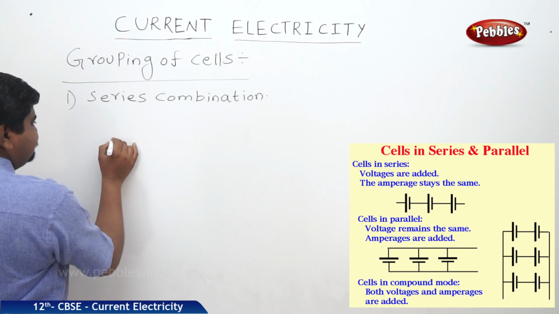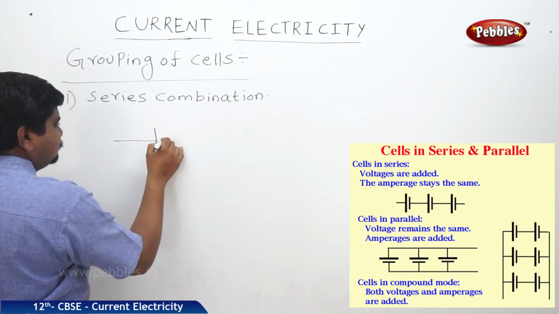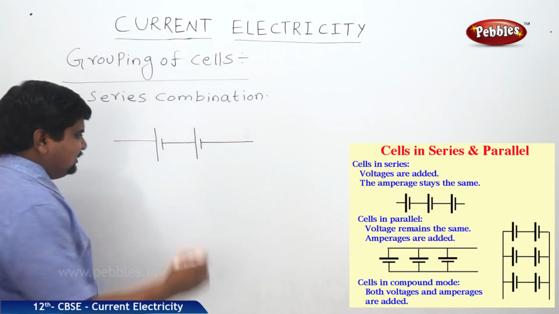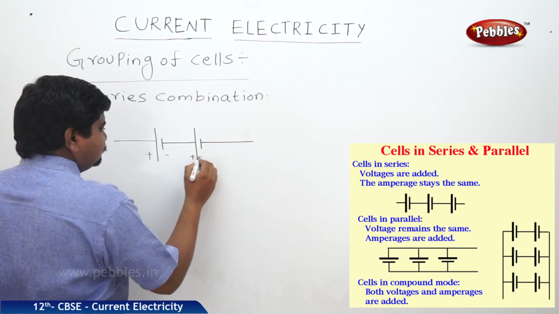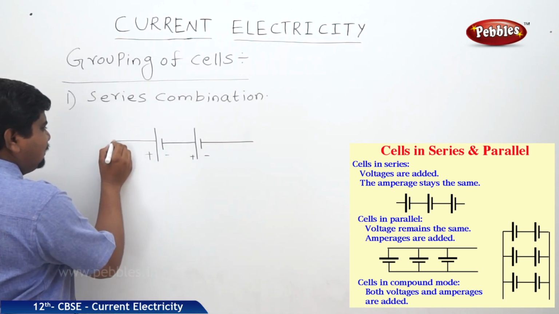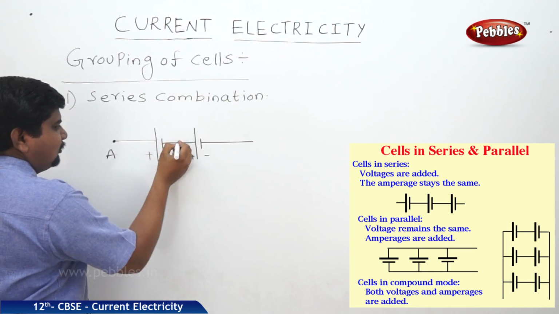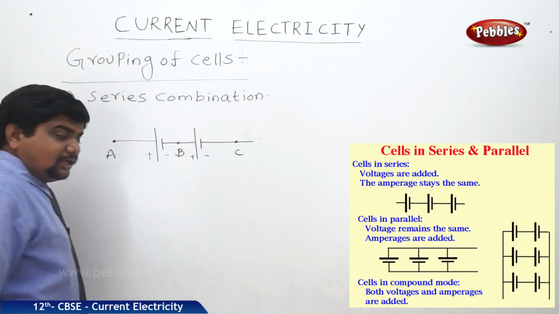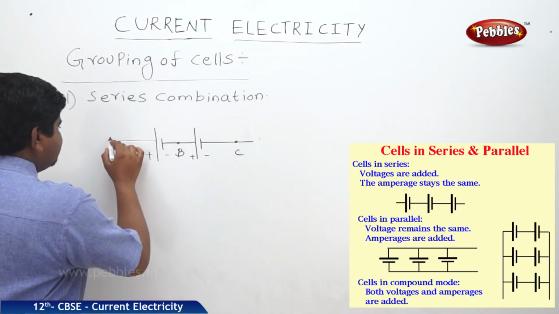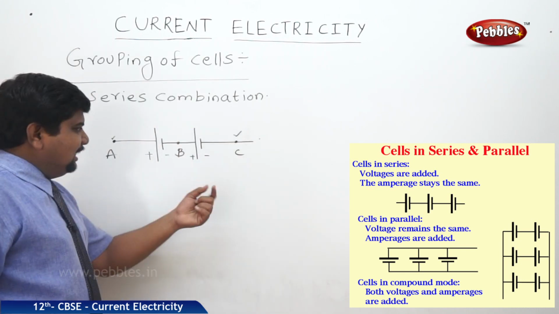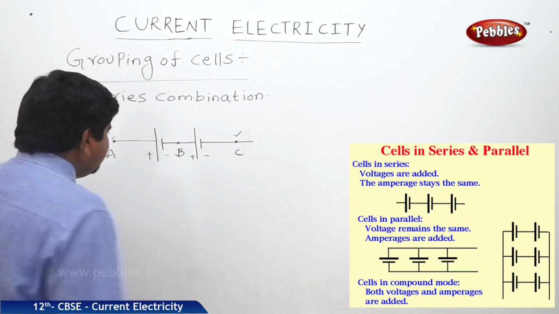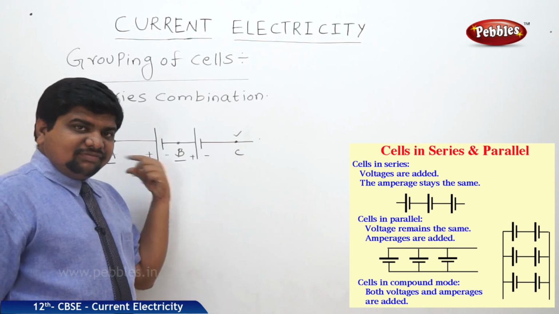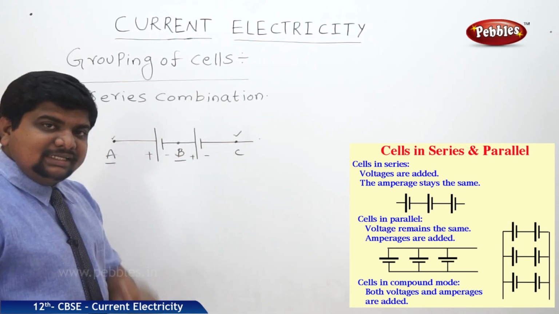Let us take two cells which are connected in series. This is the starting point A. After crossing the first cell, the point is B. After crossing the second cell, the point is C. Now I want to find the potential difference between the points A and C. But between A and C, one point is there, B. That's why let me find the potential difference between A and B first. Next B and C. The sum of these two will give the potential difference between A and C.